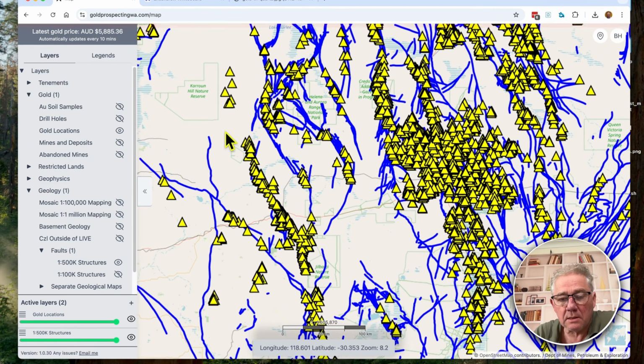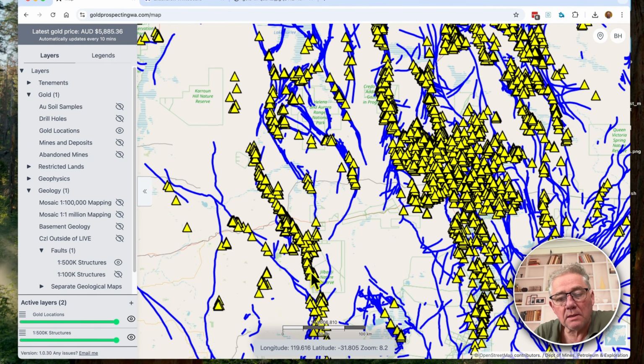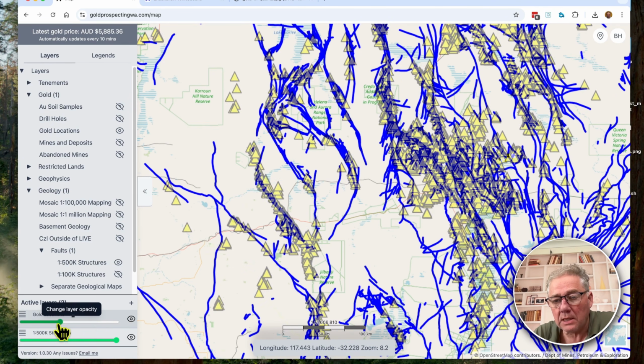If we look at some of these places down here, you can see a lot of gold along this direction of a structure, and some over here, but very little up here. And then back here, there's some along that structure, not much along that way, not much along this one, and basically nothing along here. If I change the opacity, you can see how they honor the various changes in strike of the fault, which match the occurrence of gold.